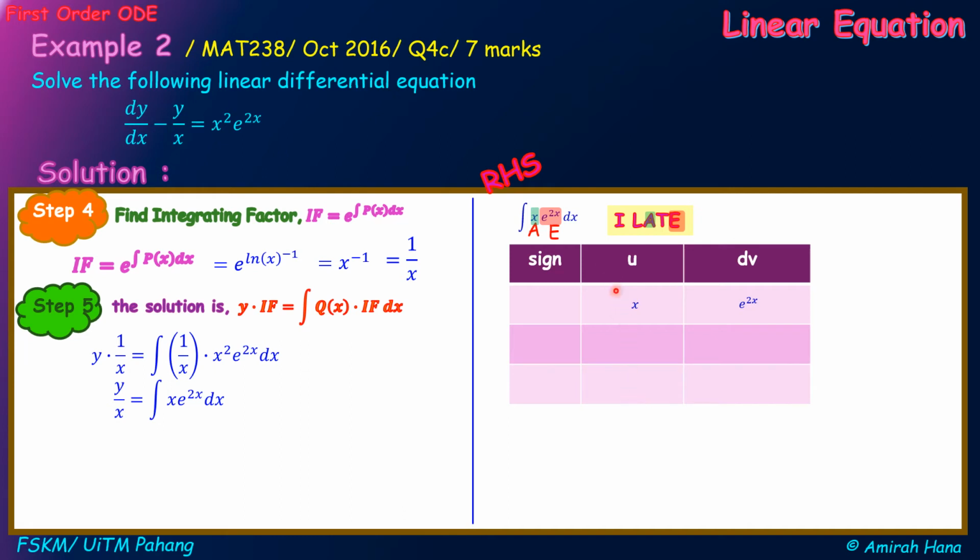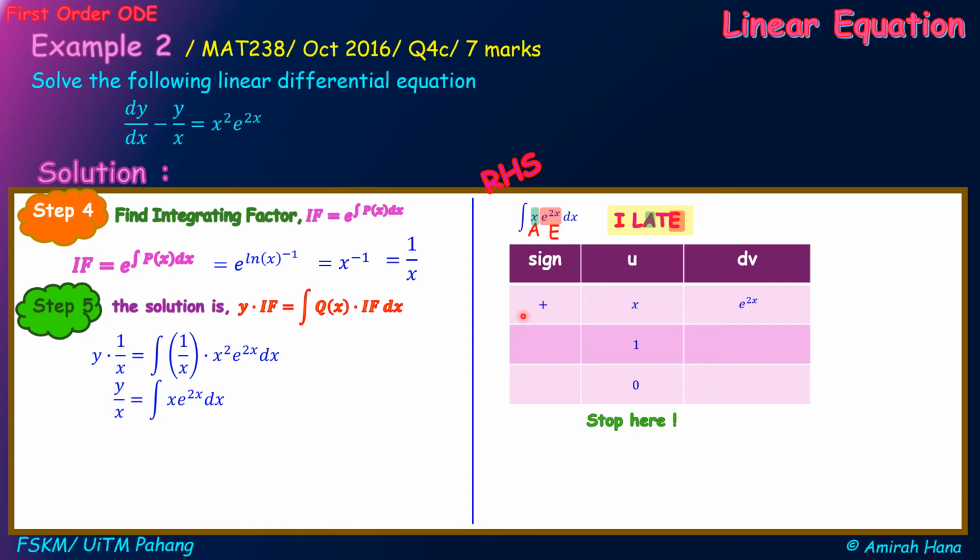In column u, we need to differentiate. So we differentiate x, it becomes 1, and then we differentiate 1, it becomes 0. From here, we can stop. If we have an algebraic function, we differentiate until the derivative gives 0, and then we can stop the row.